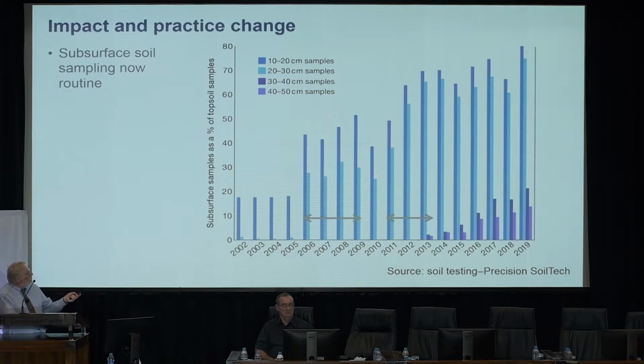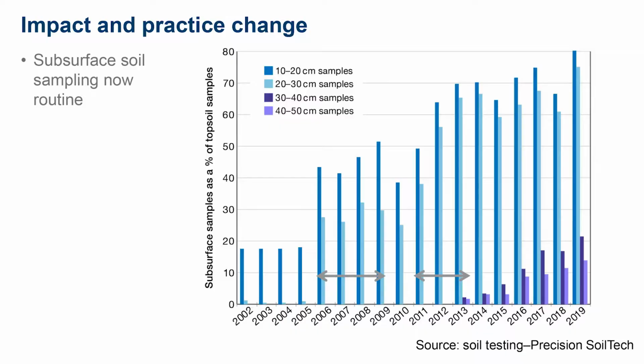But in the 6 years since this project, this chart shows the proportion of samples from 10 to 20 and 20 to 30 centimetres, in the blue colours, sampled as a proportion of the topsoil samples that are currently sampled. So we're at about 60 to 70% of every topsoil sample that gets collected having those deeper soil samples collected. And what we're also seeing without project input is that the even deeper layers, 30 to 40 and 40 to 50 centimetres, are now being sampled on the sandy soils.